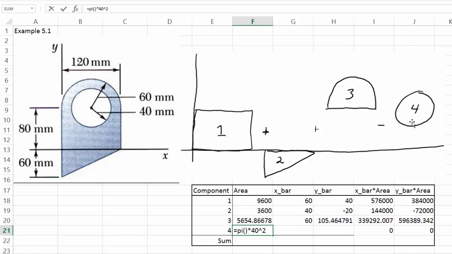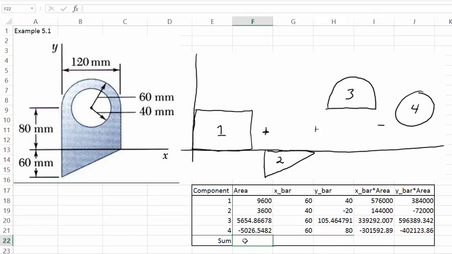But what did we do here? Well, this is a negative, so this is a subtracting area. So I'm going to come in here and say the area is minus that. The X bar and Y bar is just in the middle, right? So X bar is going to be 60, and Y bar is going to be 80. And there we have our nice table.